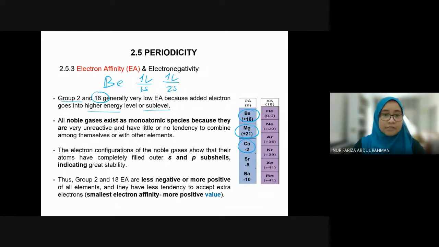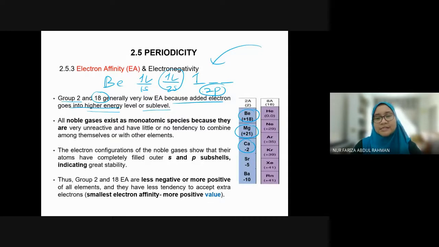So having 2s is already stable, though not as stable as the noble gas configuration. The 2s orbital itself is already stable because it is fulfilled. Now, when it needs to accept an electron, the electron needs to be added. This is fulfilled already, so the extra electron needs to be added into the vacant, or empty, 2p orbital. The electron will be added into this 2p orbital, and this 2p orbital is unstable because it is only partially filled.